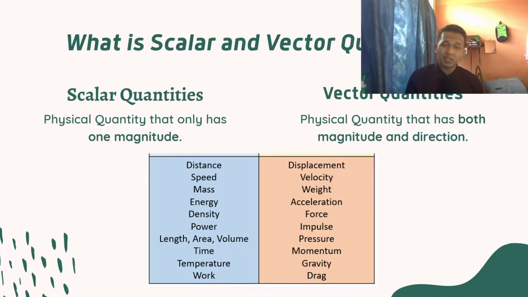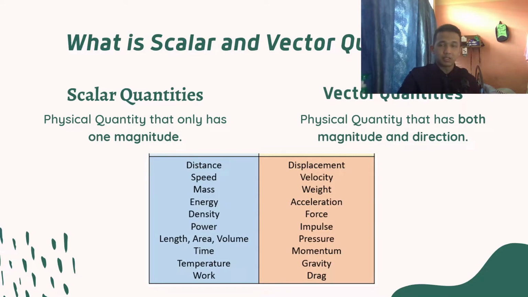So, you may be wondering, what are scalar and vector quantities? Let's get into the scalar quantities first. A scalar quantity is a physical quantity that only has one magnitude, while a vector quantity is also a physical quantity, but it has both magnitude and direction.